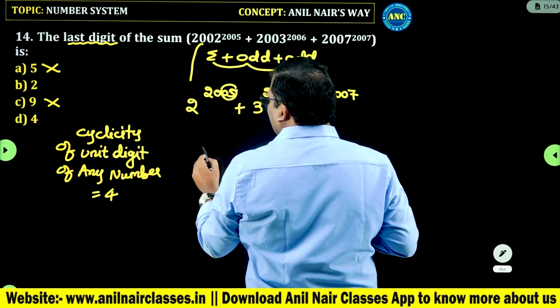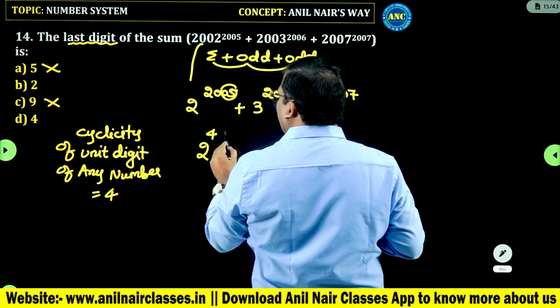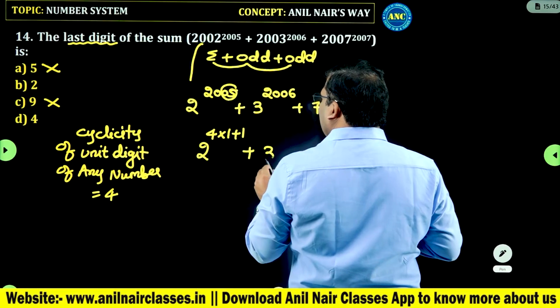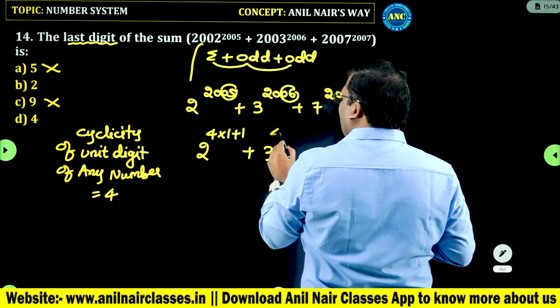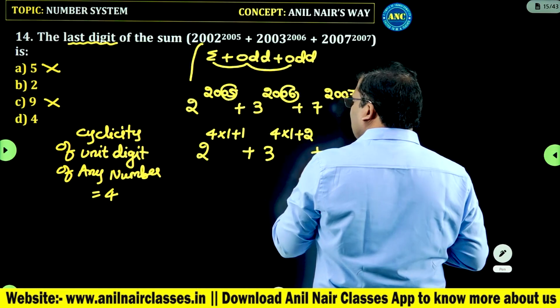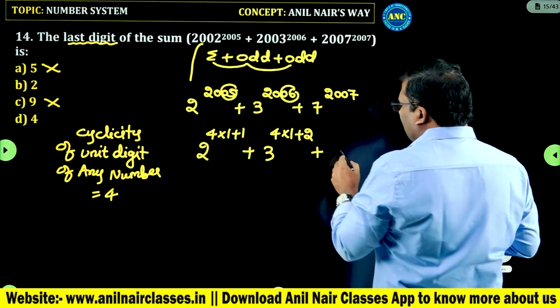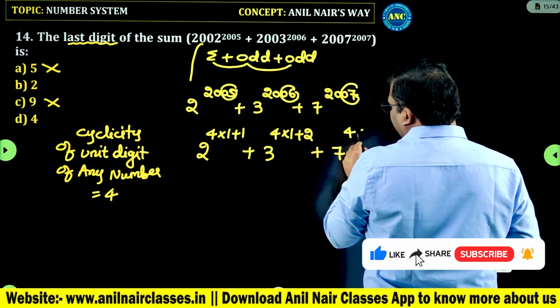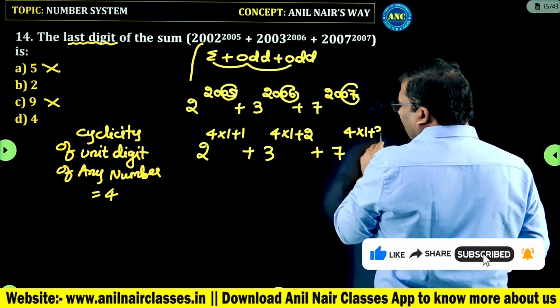1005. 5 means it can be written as 4 into 1 plus 1. Only look at the last 2 digits. 6 it is 4 into 1 plus 2. Plus 7 power 7, it is 4 into 1 plus 3.